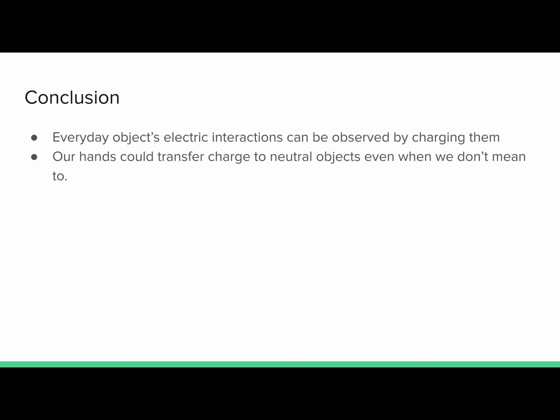And in conclusion, I see that everyday object electric interactions can be observed by charging them. As in this experiment, I saw that when I put the tape after charging it in my hand, I saw it attracting to my hand. And in addition, I saw that my hand could transfer charge to neutrally charged objects, sorry, even when we don't mean to.